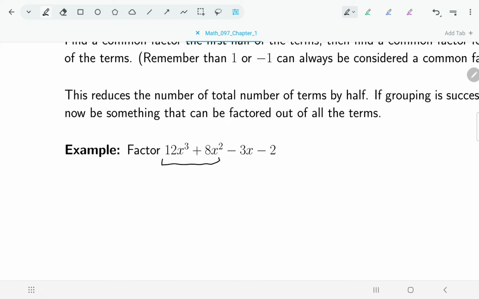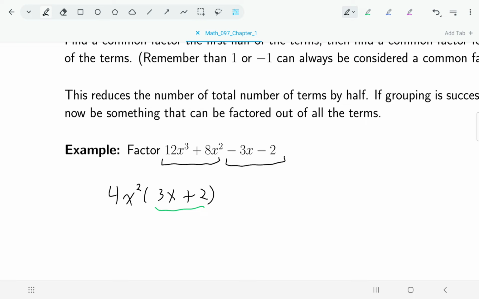So from the first two terms, I can factor out 4 and I can factor out x squared. And when I do that from the first two terms, I'll have 3x plus 2 left over. So now I want to look at the last two terms. I want to take out some kind of a common factor, and my goal is to have the same thing left behind. My goal is to have 3x plus 2 left behind. If I do, then factoring by grouping has worked, and that means it's great. I'm one step closer to being finished. And if I can't, then it means factoring by grouping won't work.